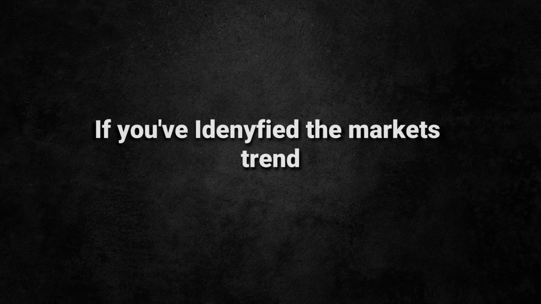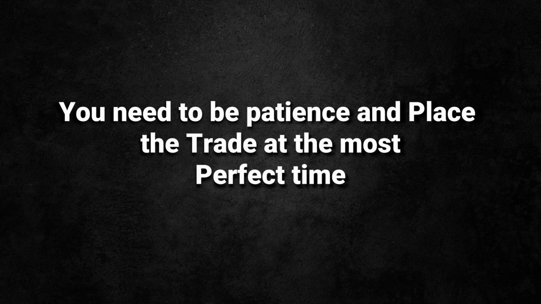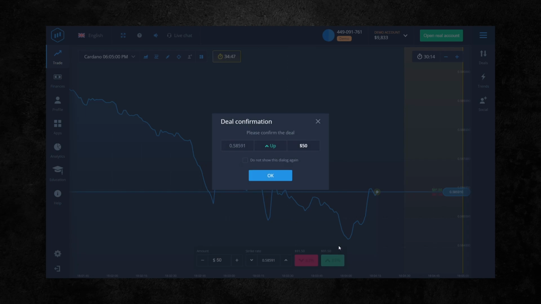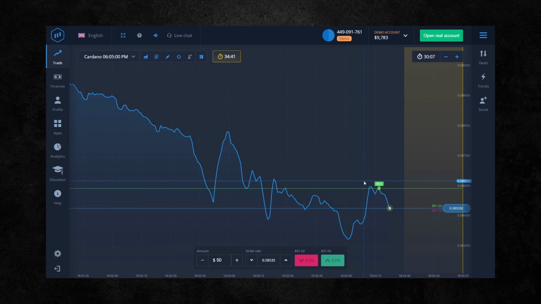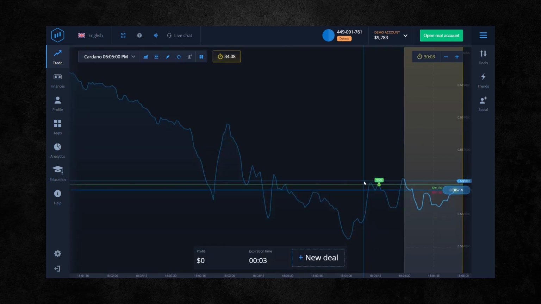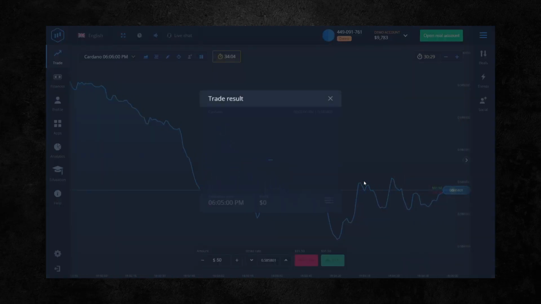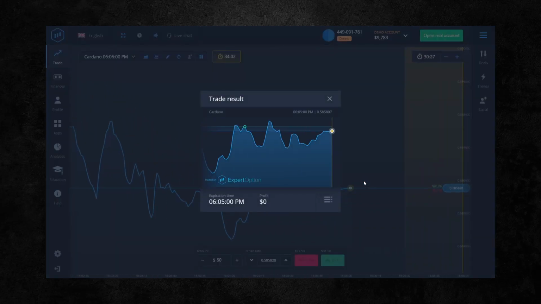If you've identified the market's trend, you need to be further patient and place the trade at the most perfect time. In this particular clip I'm gonna place an order without proper analysis of the market to show you guys an example. As you can see, I ended up losing the trade, my money.